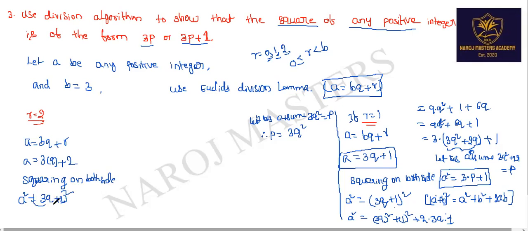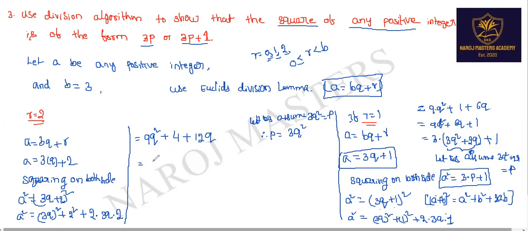Now look here. It is in the form of a plus b whole square. You know that formula of a plus b whole square, right? So substitute in that form. a square is equal to a square, that is 3 into q whole square, plus b square, that is 2 square, plus 2 into a, that is 3q, into 2. That is 2ab. Now look here. So 3q square is 9q square. 9q square plus 2 square is 4, plus 2 into 3q is 6q, 6q into 2 is 12q.